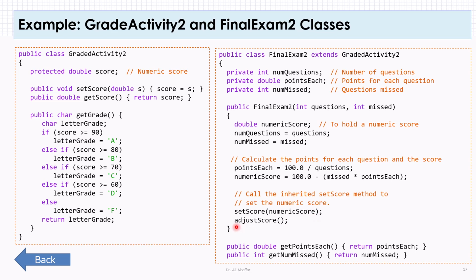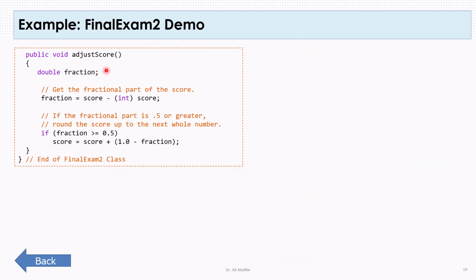Now let us have a look into the code inside adjustScore. The responsibility of the adjustScore method is to round the score up to the next whole number as an integer. Notice that inside this method we are referring to score directly because score is defined as a protected data member and it is inherited by the subclass. If it was defined as before, private, then to read the value we have to use the public get method, and to set or change the value of score we have to use the public set method. But since we have it as protected, then we can access it directly.